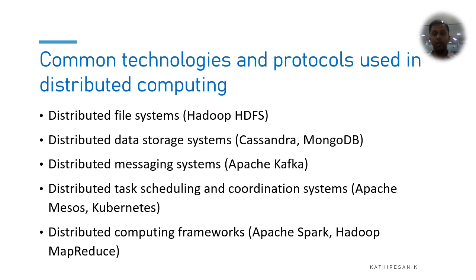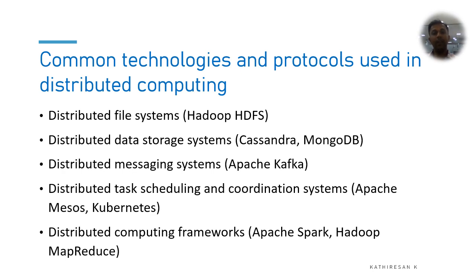If you need to handle large amounts of data in real time, a distributed messaging system like Apache Kafka can be helpful. It allows you to stream data in real time across multiple computers, making it ideal for use cases like financial trading or real-time analytics. For scheduling and coordinating tasks across distributed systems, tools like Apache Mesos and Kubernetes can be useful.